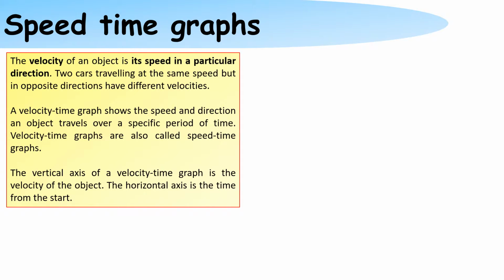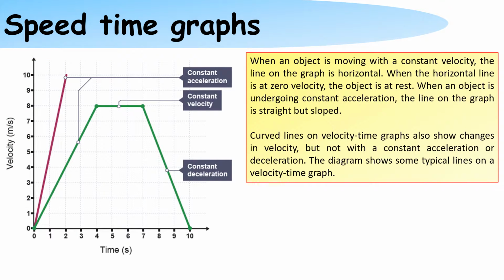The vertical axis of a velocity time graph is the velocity of the object. The horizontal axis is the amount of time from the start. When an object is moving at constant velocity, the line on the graph is horizontal. When the horizontal line is at 0 velocity, the object is at rest. When an object is undergoing constant acceleration, the line on the graph is straight but sloped. Curved lines on a velocity time graph also show changes in velocity, but not with a constant acceleration or deceleration.